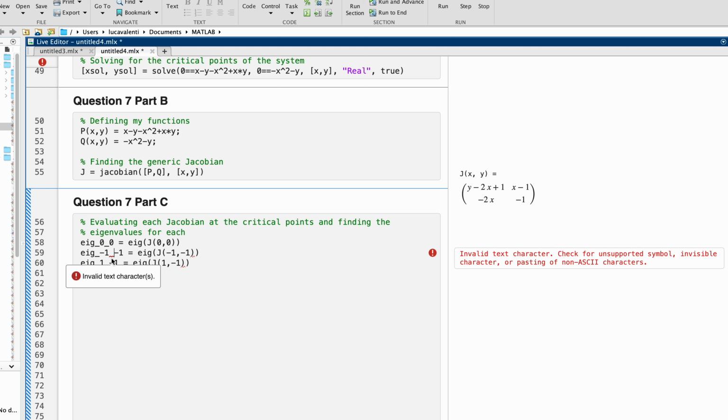MATLAB doesn't like this. It doesn't like this at all. So let's just call them eigen1, eigen2, and eigen3, and then we'll reference the code to remember which one was which.